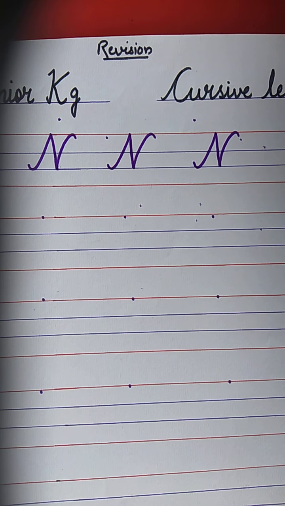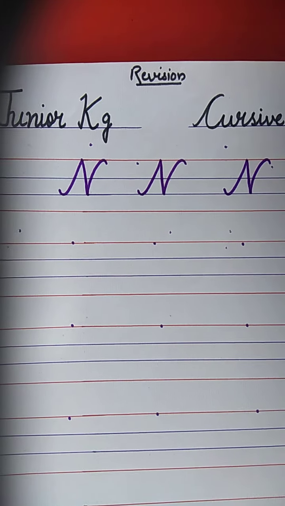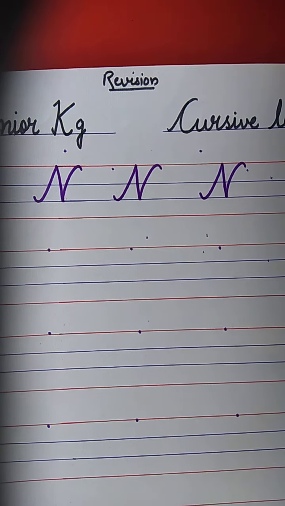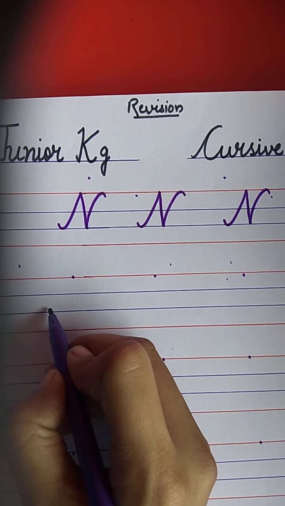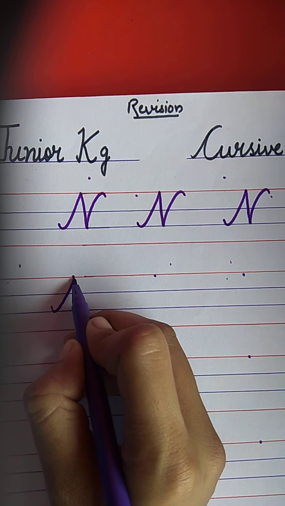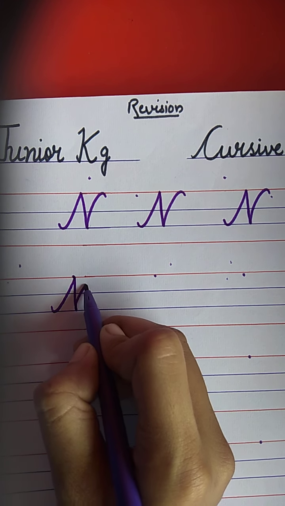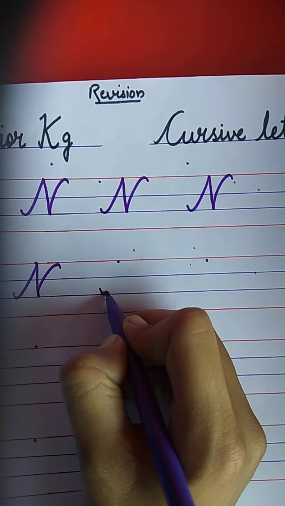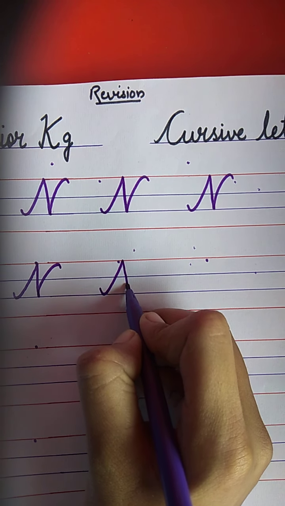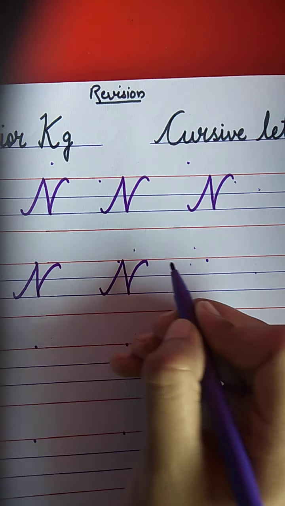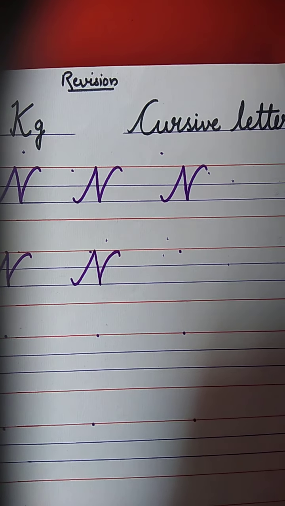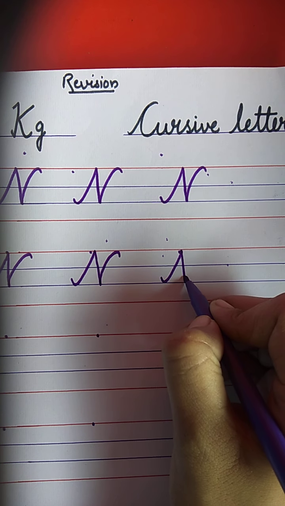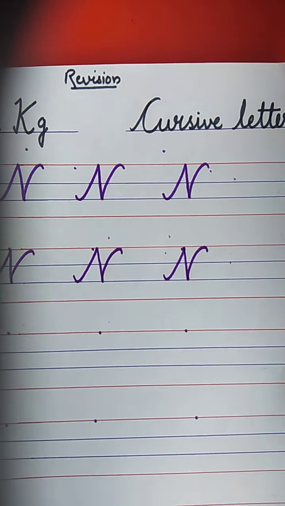N. N for nest. What is the spelling of nest? N E S T. Nest. See here, draw with me a slanting line, second slanting line, and this is third slanting line. And for nest, again write with me first slanting line, second, and this is third slanting line. What is the spelling of nest? N E S T. Nest.